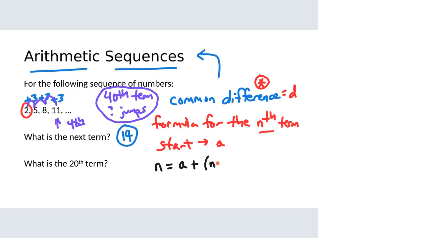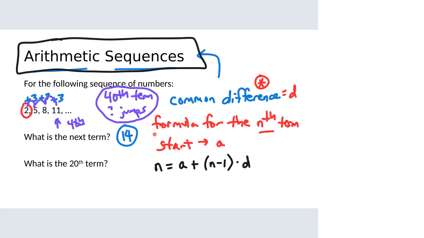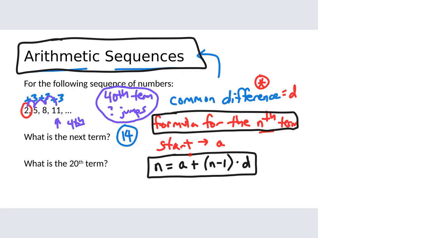And for right now, I'm going to write that as n minus 1, but I'm going to talk about it. And we're going to multiply that times our common difference. Let's talk about this general formula for an arithmetic sequence. So an arithmetic sequence, when we write the formula for the nth term, it's going to look like this, but we're going to be able to put a little bit more information in there.